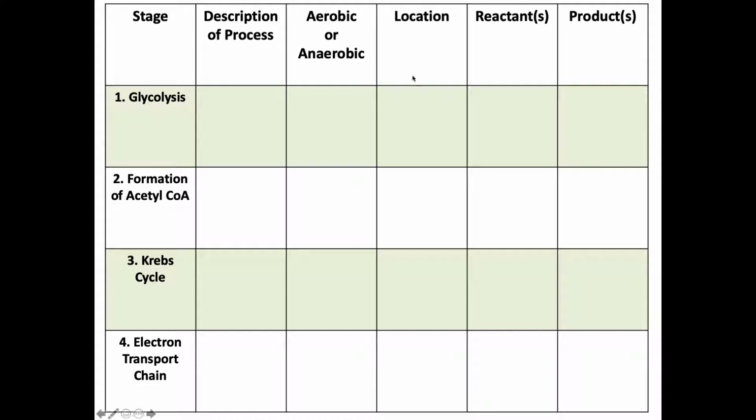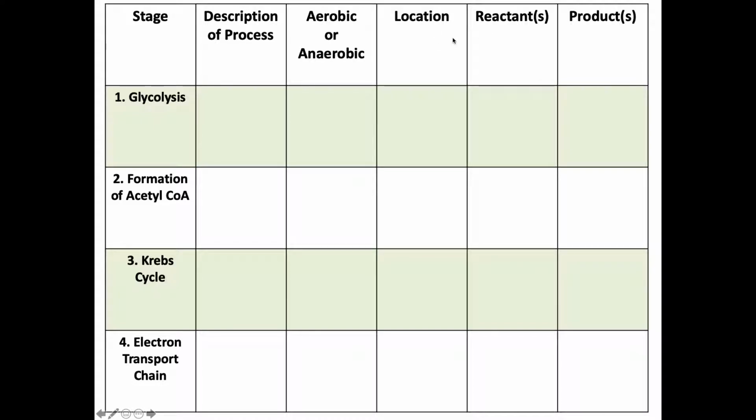So of course, you have a description of the process, and here are the 4 steps of cellular respiration. For glycolysis, a short, easy description is splitting of a glucose molecule. And then you'll have to know if each stage is aerobic or anaerobic. Anaerobic means that it doesn't need oxygen to proceed, and aerobic means that it does need oxygen to proceed.